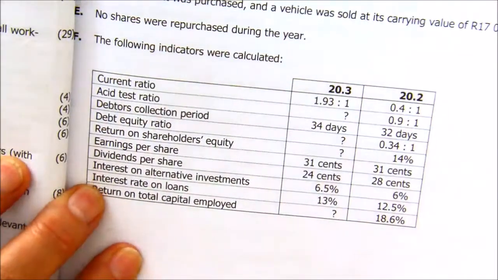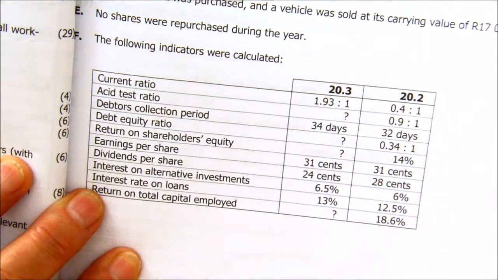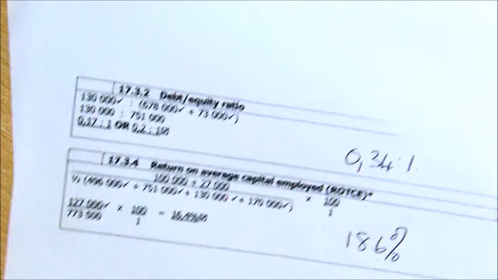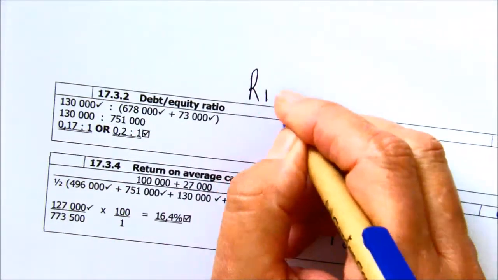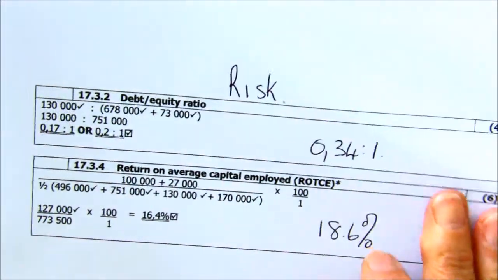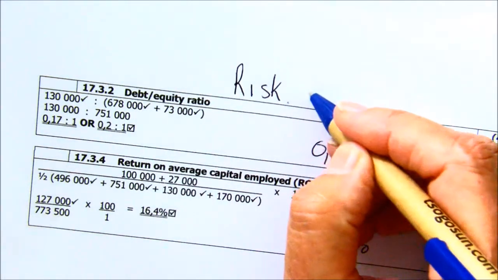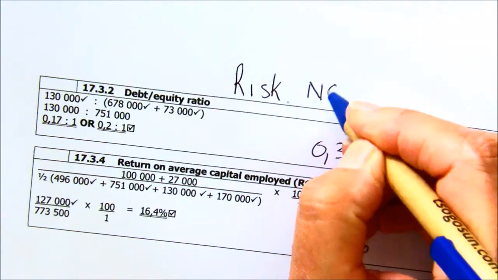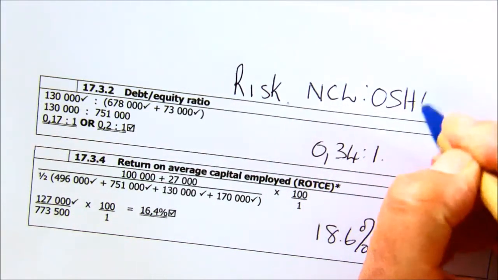You are given some figures from last year as well, so I'm going to use those to build up in my comment. Now, the first thing, the debt-equity ratio. The debt-equity ratio measures the risk of a business. And the risk is because you borrow money and you have to pay it back. So that's why it looks at your non-current liability, your loan, generally, to your ordinary shareholders' equity.